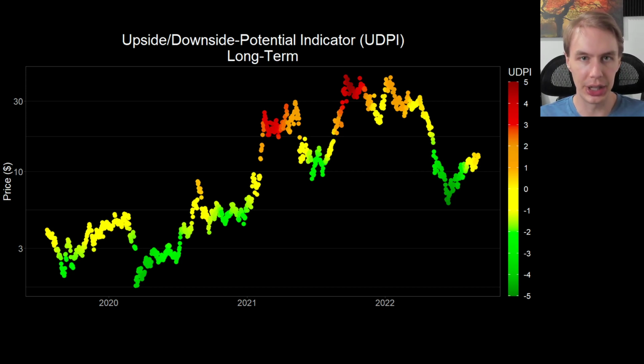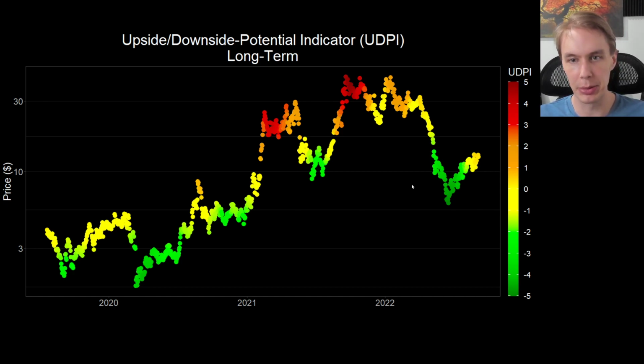So what I'm showing you right here is the upside downside potential indicator, or UDPI, applied to Atom. This is the long-term version, which cares about moves that play out over months, so more macro in its focus. And the UDPI does a good job of quantifying high risk times for an asset. So higher levels mean higher risk, and also lower risk points. Imagine acquiring here, distributing here, acquiring here, distributing here, acquiring here, and then potentially distributing up here. That's the idea of the UDPI.